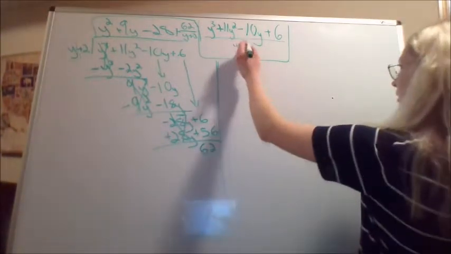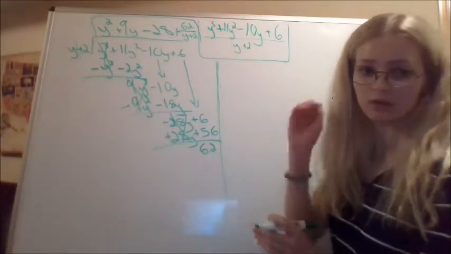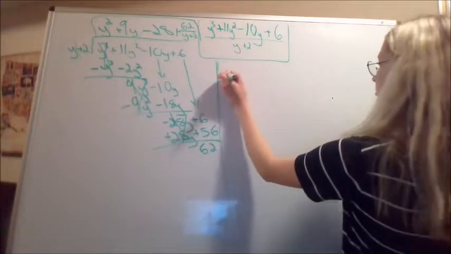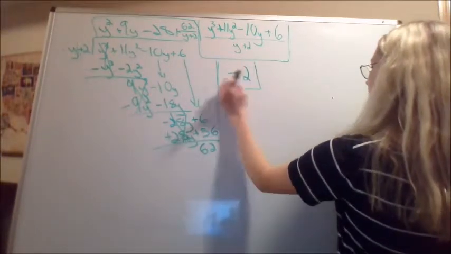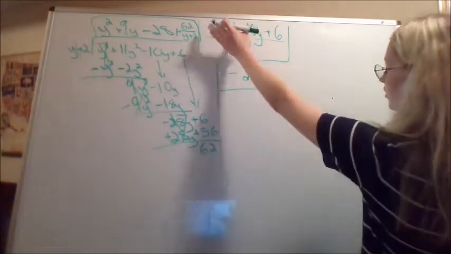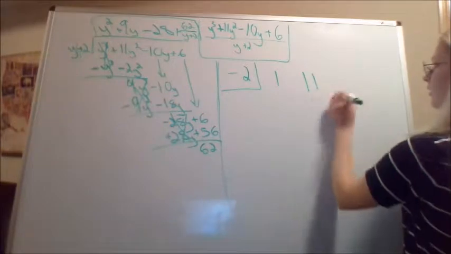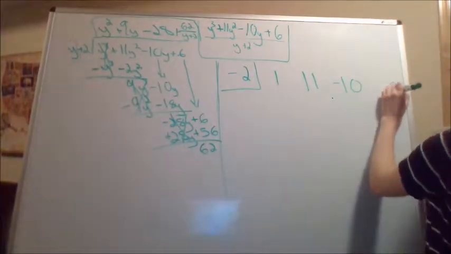So now we want to think about y plus 2. What should we plug in for y to make this expression equal 0? And that is negative 2. So we put in negative 2 in our box up here. And so along here, we want to put our coefficients for our numerator. So 1, 11, negative 10, and 6.